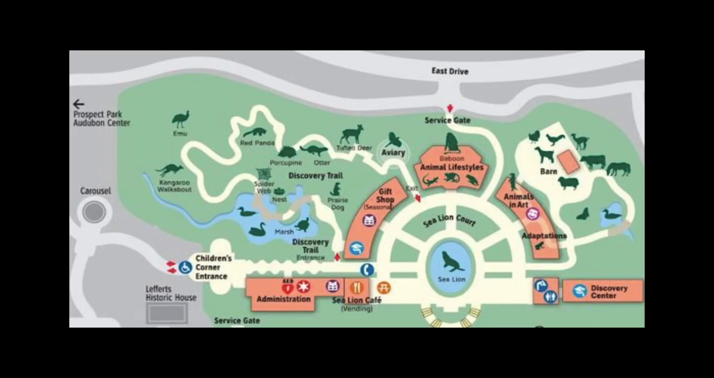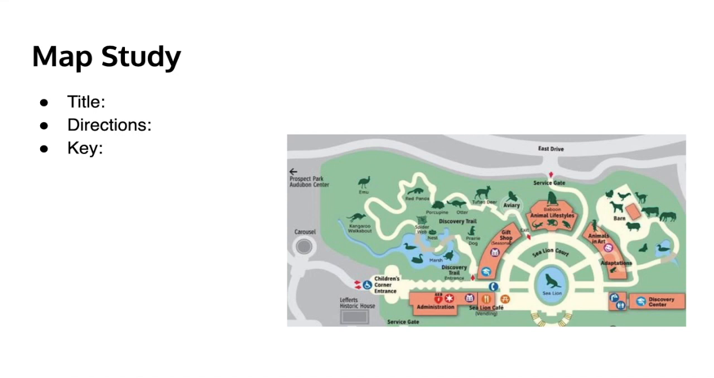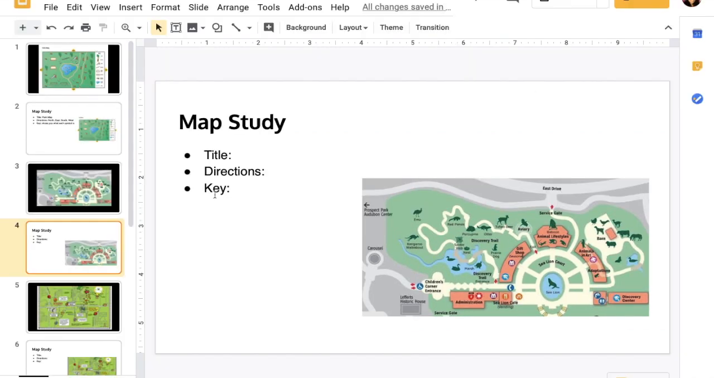Let's take a look at another map. I know it's a little blurry, I apologize for that. What kind of map do you think this is? Is this for just any kind of park or a specific kind of park? So this one is missing a title. So what I'd like you to do is give this map a title. And you can type right into the presentation.